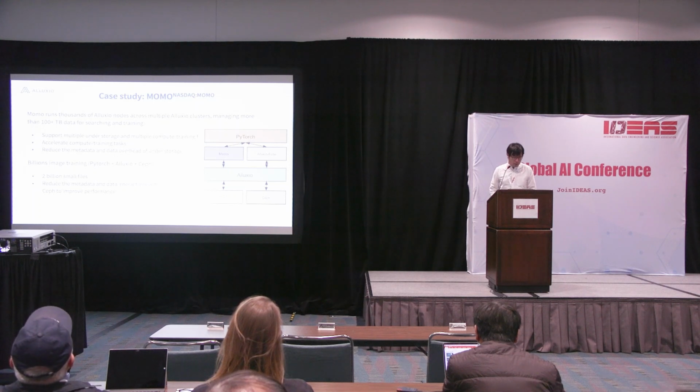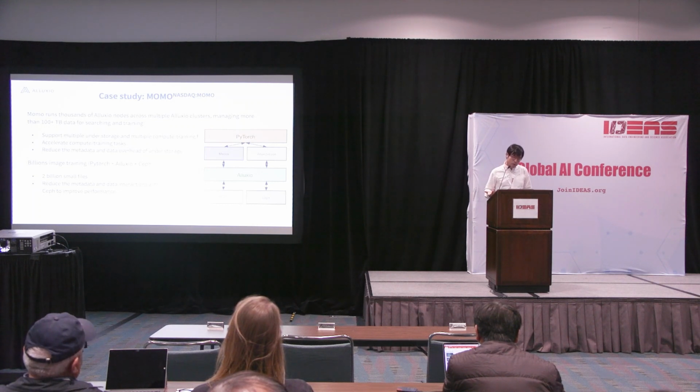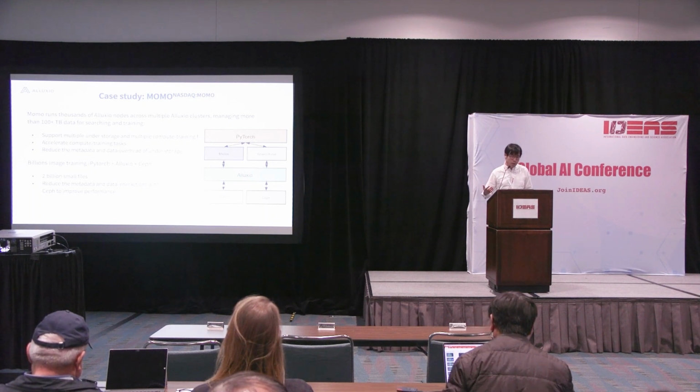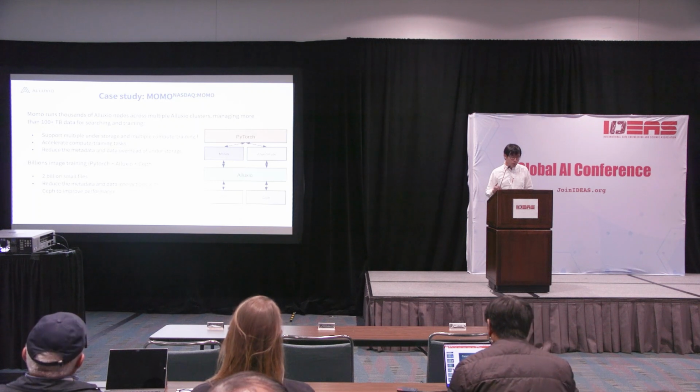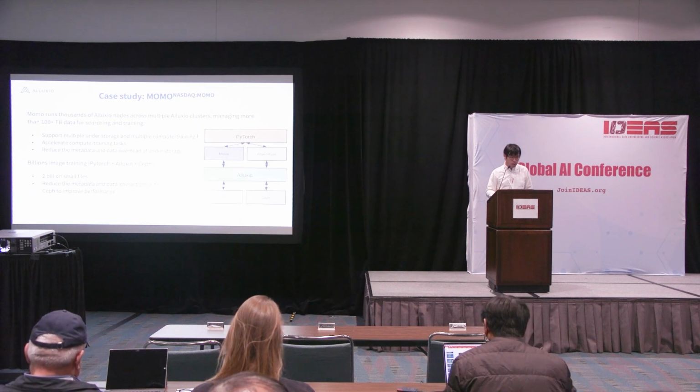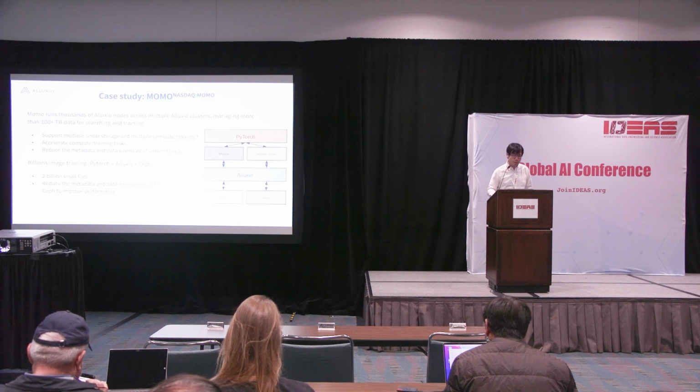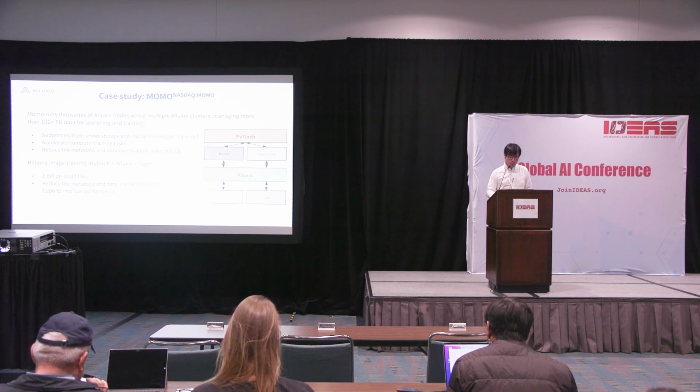And this is the last case I'm sharing here. It's from Momo. You can think of it as a Tinder in China. They're using Alluxio to speed up their data access for PyTorch training on top of Ceph with more than 100 terabytes of data for searching and training. In this case, they're dealing with 2 billion small files. That's a lot of files. And to reduce the metadata and data interactions, especially with Ceph.